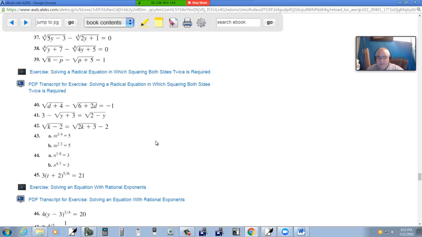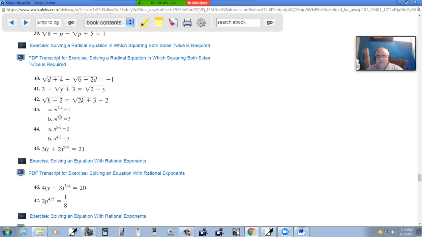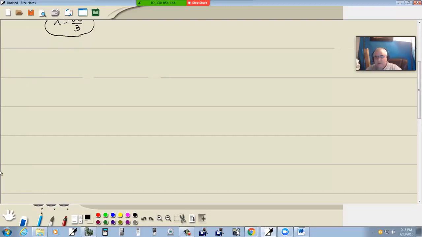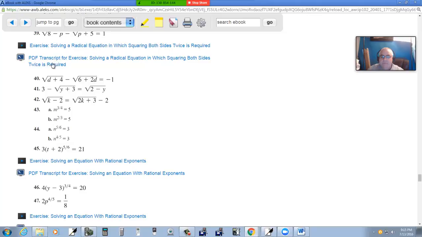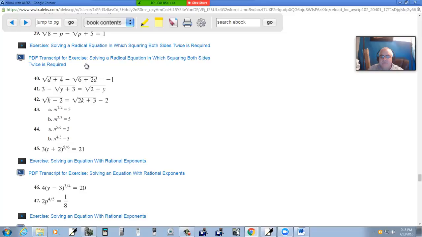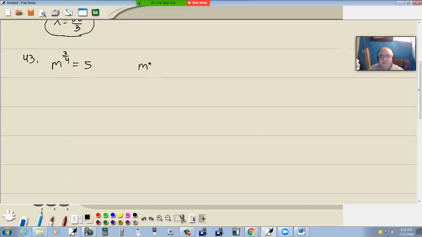Now there is another type, and that's represented by like 43. So let's just talk about that real briefly. What we're applying is the power principle. That's when you can take both sides to a power. And our first one says we got m to the 3/4 is equal to 5. And the second one is m to the 2/3 is equal to 5. If you can get the entire side to a power, you can eliminate the power by raising both sides to the power equal to the reciprocal.